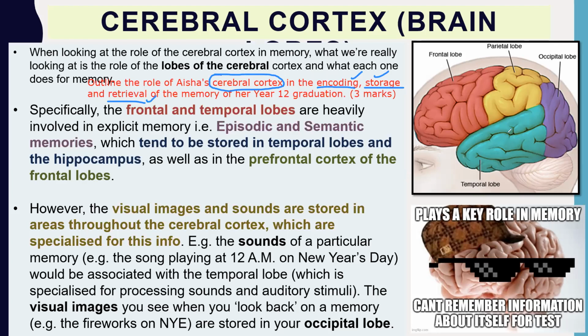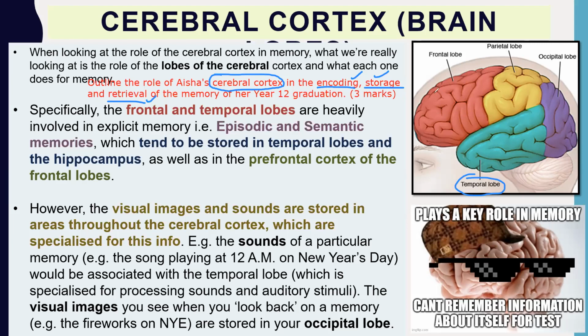Yep, so it's encoded by the hippocampus, correct? It's encoded and consolidated by the hippocampus, which is in our temporal lobe. That's correct. So that's what we would talk about for the encoding side of things. And then where would it be stored? Yep, it would be stored in the frontal lobe, correct?